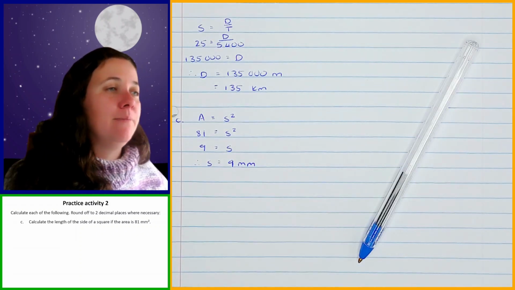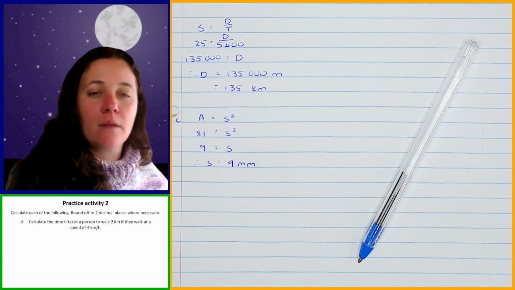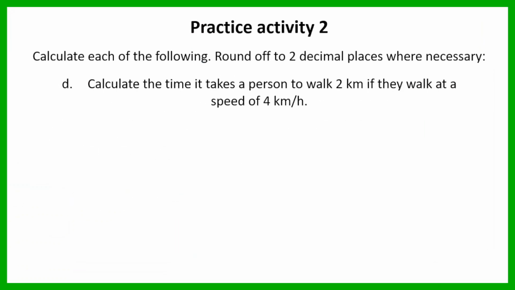Right, question D. Calculate the time it takes a person to walk 2 kilometers if they walk at a speed of 4 kilometers per hour. I'm going to give you 1 minute to work on this question.